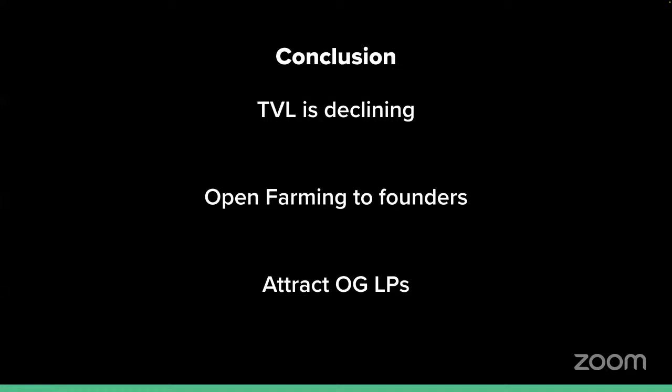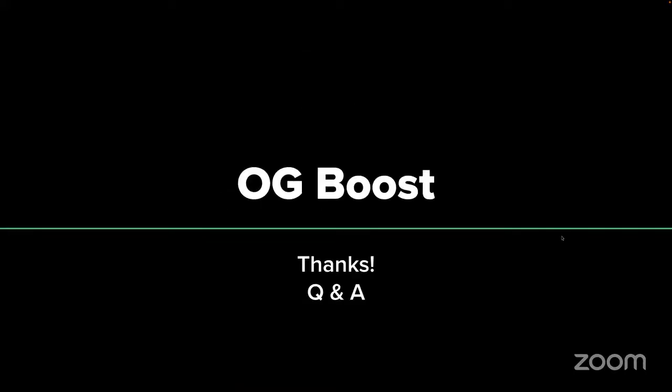So as a conclusion, we saw TVL is declining for PancakeSwap, and to mitigate this, OG Boost implements two solutions. Open farming to founders by allowing them to offer their own tokens as incentives for LPs. And the second solution is to allow the same founders to assign multiplier rewards to OG LPs and thus attract liquidity from other DEXs. And that's about it.